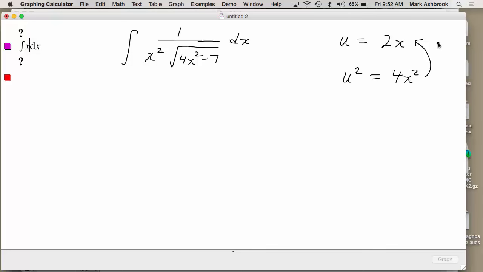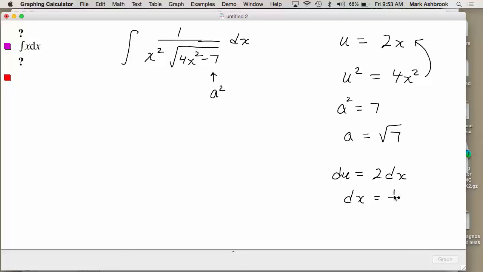Remember, this was going to be something squared minus 7, and that was the a squared. What is a? So a squared is 7, then a has to be square root of 7. I suppose it could be negative, but let's just make it square root of 7. Now we need dx. If u equals 2x, then du equals 2 dx. And what does dx equal? 1/2 du.